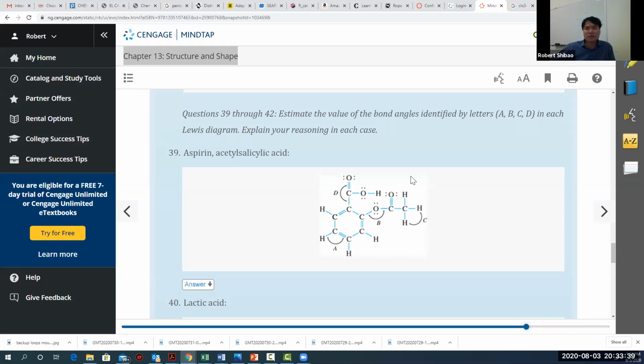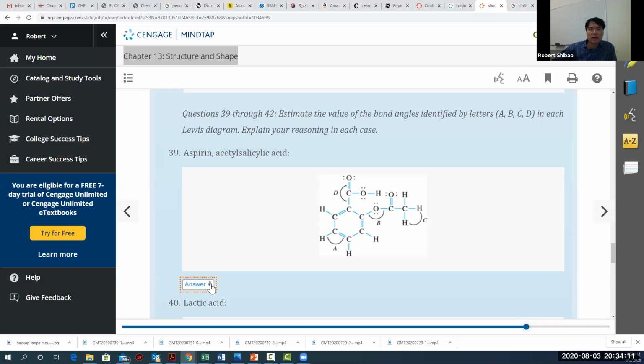Estimate the bond angles. So A, what do you estimate the bond angle here is? When I look at A, this is trigonal planar because it has 3 groups, single bond, double bond. Now the double bond group takes a little more space. So ideal, this is 120, but since a double bond takes up more space, it might push it to 122. So 120 ideal, maybe 122 because of the double bond, the extra pair of electrons there.